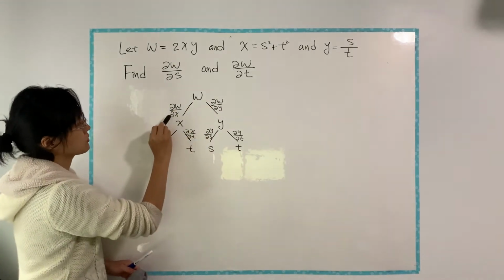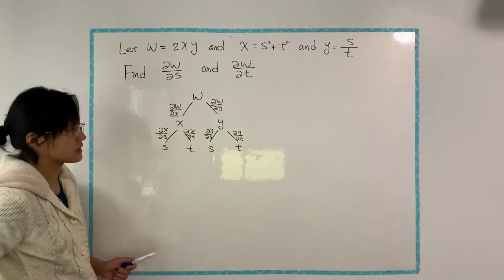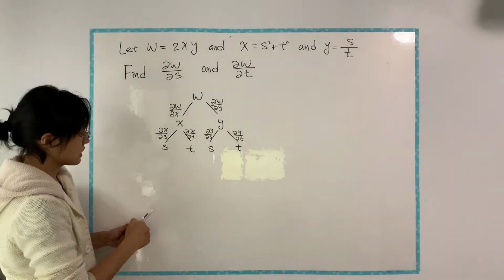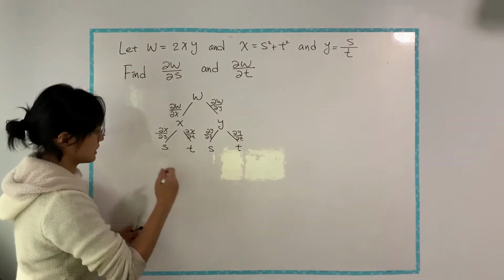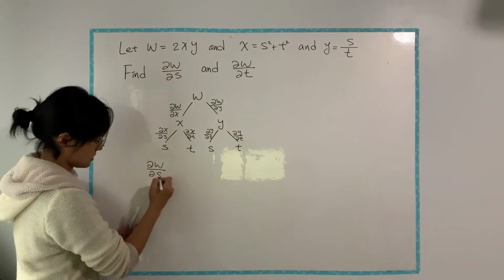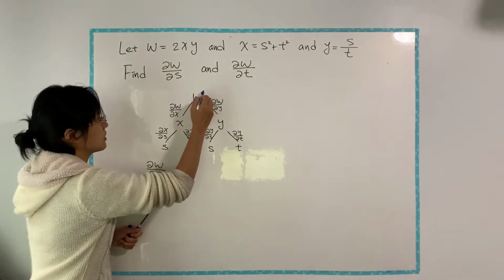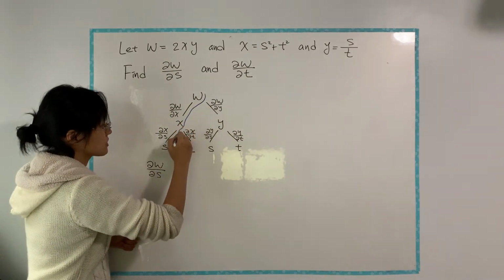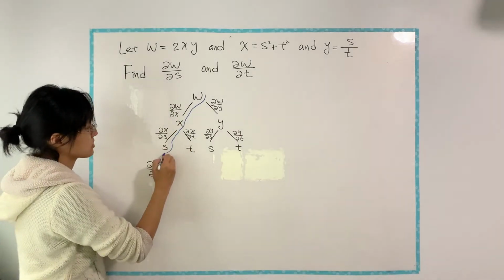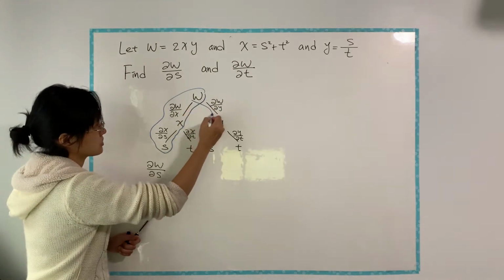Okay? So when you solve a problem, you don't have to write everything down. Like, you don't have to write the dw dx. As long as you know what you are doing, you don't have to write it down. So I'm writing just to show you what I'm doing. Okay? So I want to find dw ds. What does that mean? That means I'm going to find all the branches that connect w to s. So that will be this branch, and I have another branch that's here.